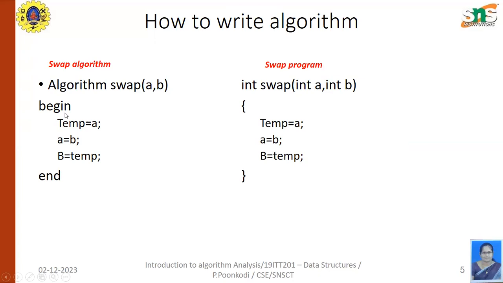Then we start with begin. Then we use three variables to swap the values. Here the A value will be assigned to B, and the B value will be assigned to A. This is written by the algorithm writer, and the program is written by the programmer. Here the algorithm's type is replaced by int, and A, B are given as integer data types, and here A is assigned 10, B is assigned to A, and 10 is assigned to B.